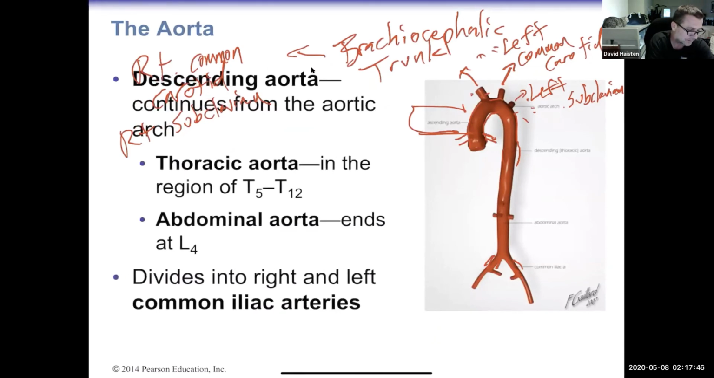Okay, so at the bottom, the abdominal aorta ends at L4 and divides into the right and left common iliac arteries, and then we're going to split into internal and external iliac arteries, right and left.